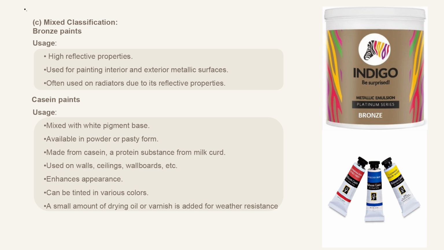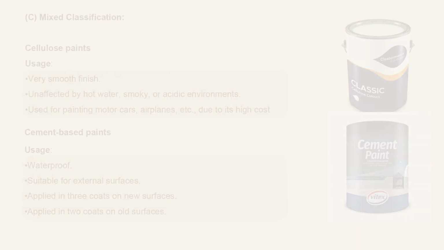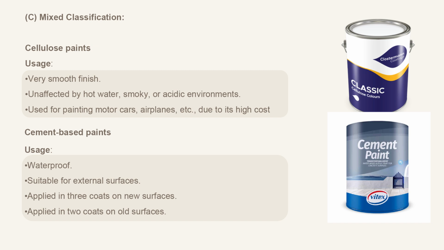Okay. Next, we have cellulose paint. Different from the ordinary oil paint, cellulose paints are made from nitrogen cotton, celluloid sheets, photographic films and amyl acetate substitutes. They harden through solvent evaporation rather than oxidization, offering a smooth finish that resists hot water and smoky or acidic environments. They are pricey, so they are often used for motor cars and airplanes.